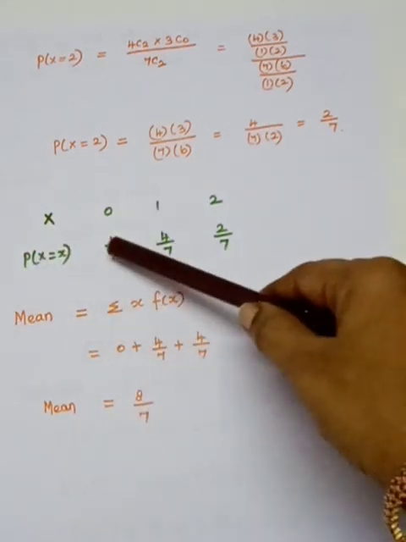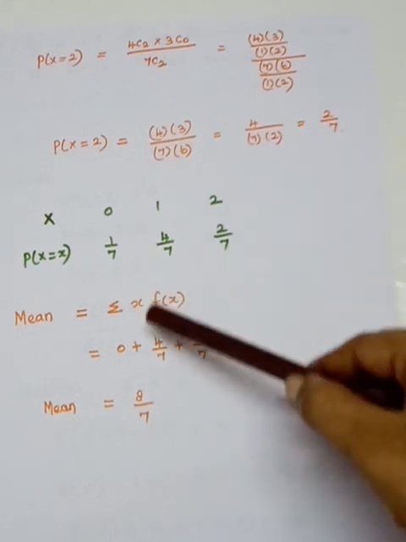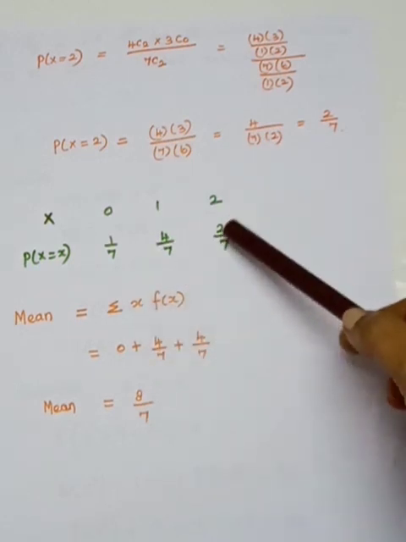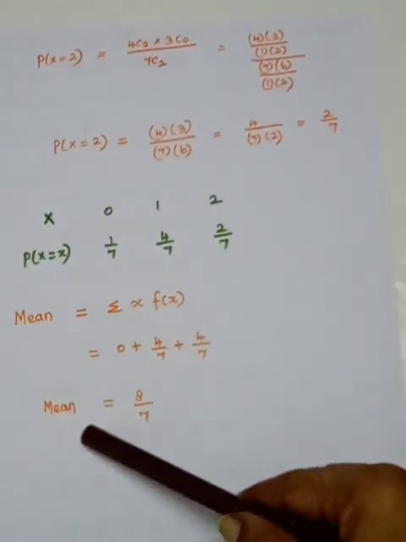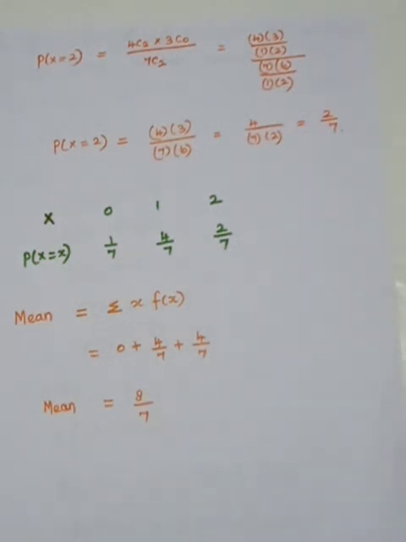So 0 into 1 by 7 is 0. 1 into 4 by 7 is 4 by 7. 2 into 2 by 7 is 4 by 7. So the mean is equal to 8 by 7. In this problem variance is not asked. So therefore mean is equal to 8 by 7. Thank you, students.